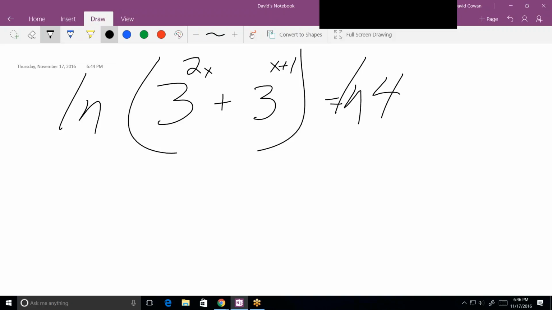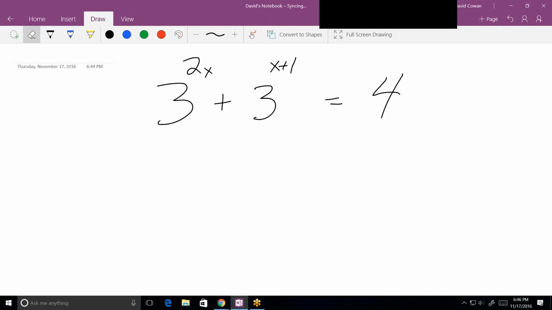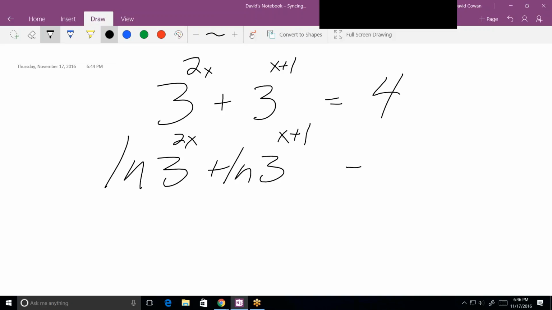I was kind of hoping that it would be multiplication instead of addition, because then I could say the natural log of 3 raised to the 2x. Yeah, hold on a minute. I'm wondering if I can take the natural log of both of these. See what happens if I do that. If I say the natural log of 3 to the 2x plus the natural log of 3 to the x plus 1 equals the natural log of 4, now I would not be able to combine those.